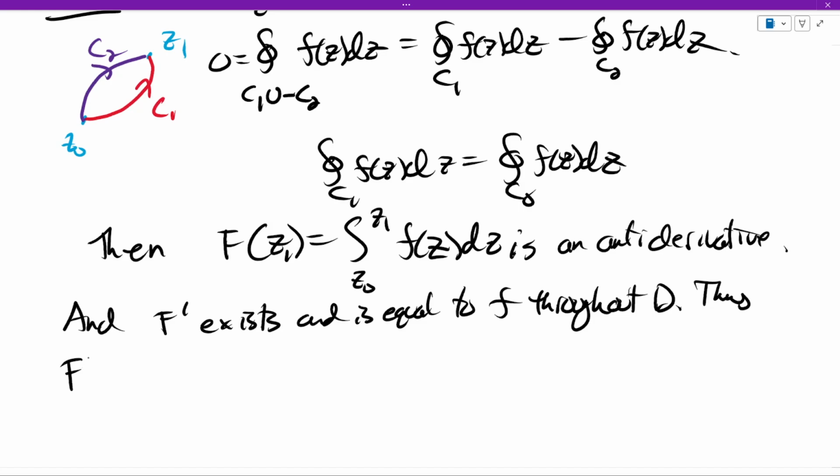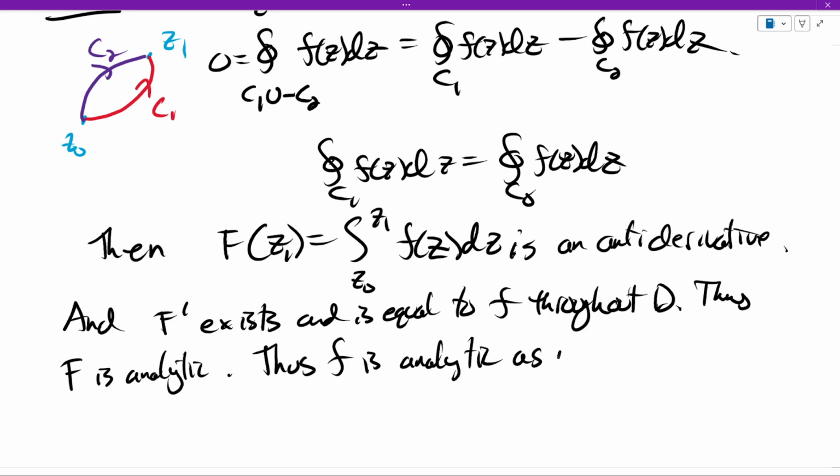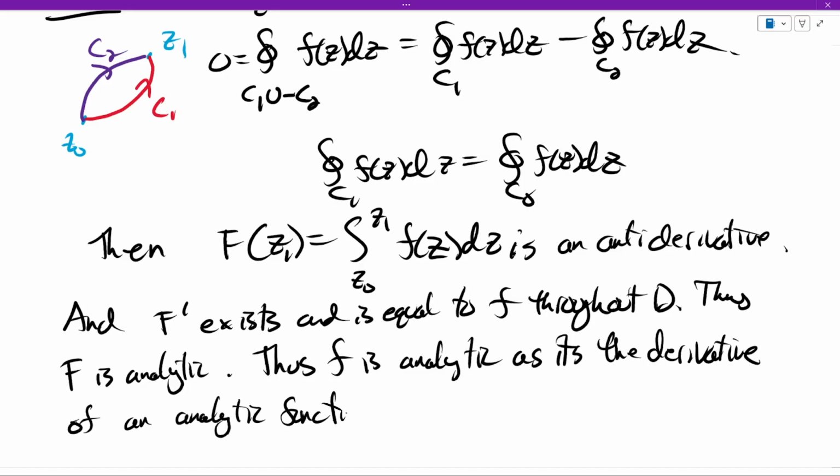Thus, capital F is analytic, and f is the derivative of an analytic function. Thus, f is analytic, as it's the derivative of an analytic function. Wild.